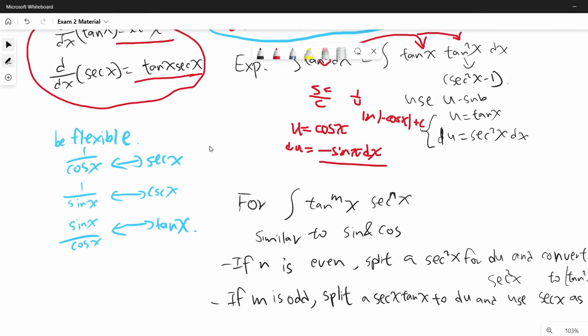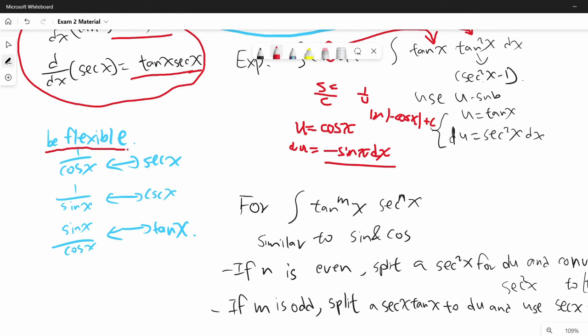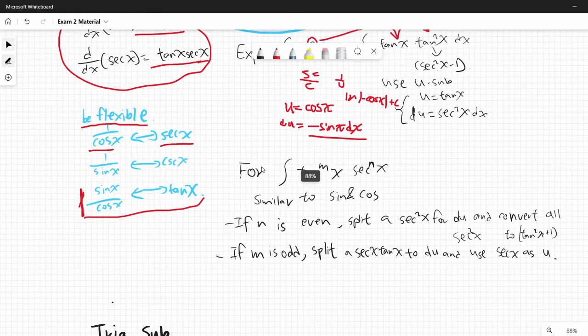And the other tip I'll give is to try to be flexible. I get that this comes from more practice and recognizing when you can convert, let's say, 1 over cosine x to secant x, or 1 over sine x to cosecant. And the other one is obviously pretty important too: sine over cosine is tangent. And I would say if you get stuck on something, maybe try converting like this, and then see if you can find something that can help you.